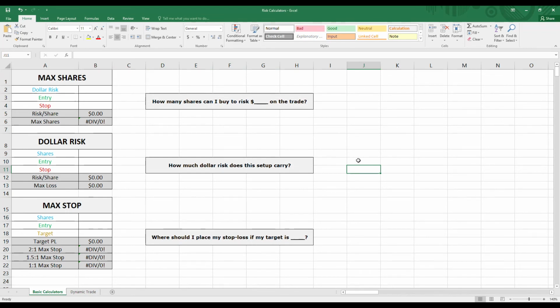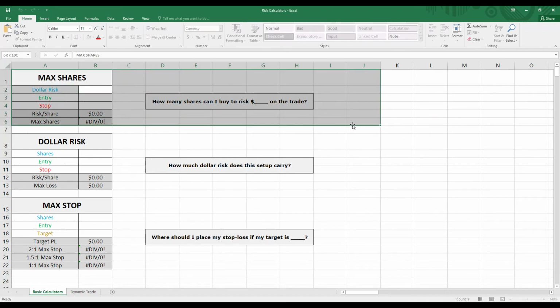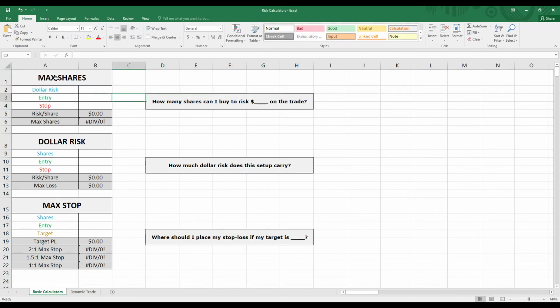Now, as for these two up here, the max shares and the dollar risk, you may have thought earlier, well, Alex, aren't these just the same thing? And you're pretty much right. They are two sides of the same coin. They are calculating basically the same thing, but they're showing you the different approaches. They are both effectively focused on the dollar risk amount. One of them is being really strict, which is the max share size. That's telling you exactly the share size you should go with. Whereas the dollar risk calculator leaves a little bit of room for leeway.